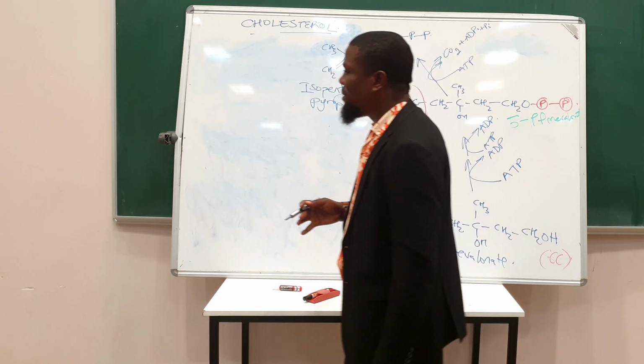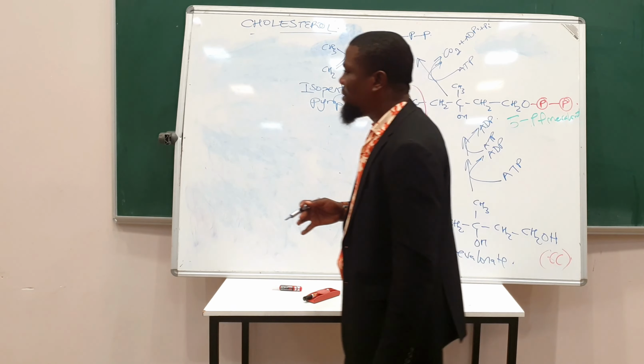So your end product here is dimethylallyl. Dimethyl has two. It's actually dimethylallyl, and it has a methyl group there and there, abbreviated dimethylallyl pyrophosphate, DMAPP. Let's put it as DMAPP. Dimethylallyl pyrophosphate. This is your product that is going to be produced. This dimethylallyl pyrophosphate also has 5 carbons, like isopentenyl pyrophosphate.